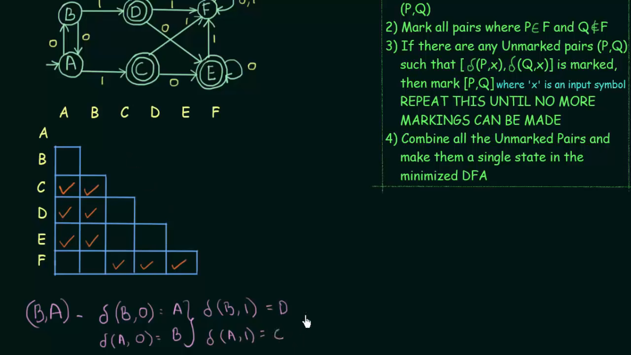Alright, so this is how you have done it. So we have completed the first step. This is step 3, and we have completed the first iteration. Now you have to continue this. You have to repeat this until no more markings can be done.